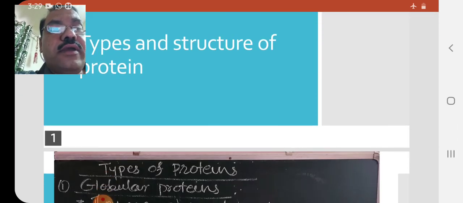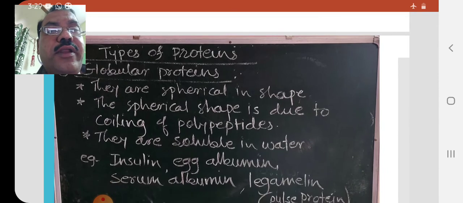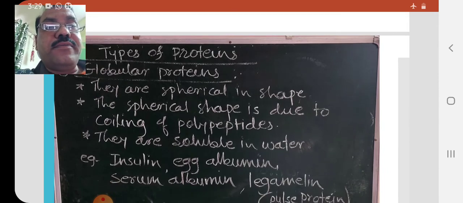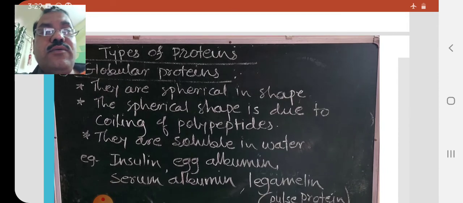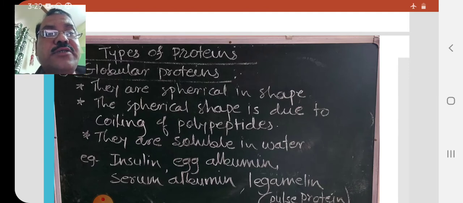Now in the types, the first type of protein is globular protein. So why are they called globular? Because they are spherical in shape. Now why are they spherical in shape? The answer is the spherical shape is due to coiling of polypeptide.